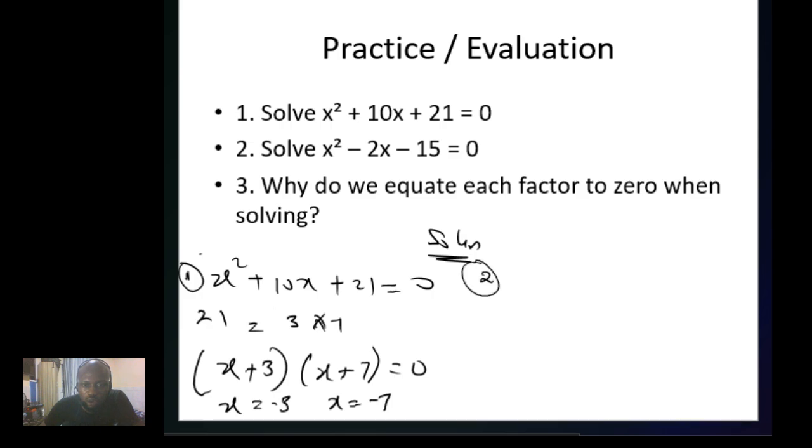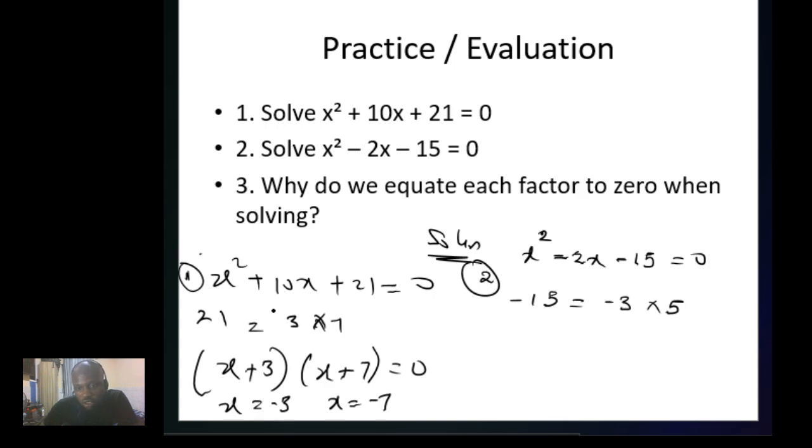Number 2, the question is this: x squared minus 2x minus 15 equals 0. What are the factor pairs of minus 15? The factor pair of minus 15 will be what? Minus 3 times 5. Very good. The remaining one is what? 15 times minus 1, which is not going to give you what you want.